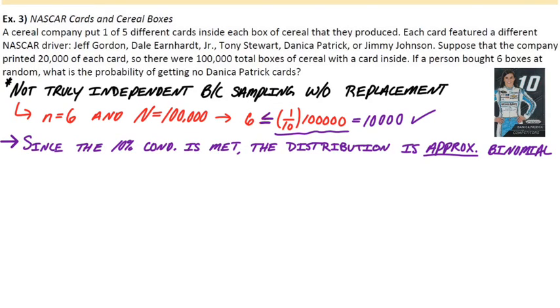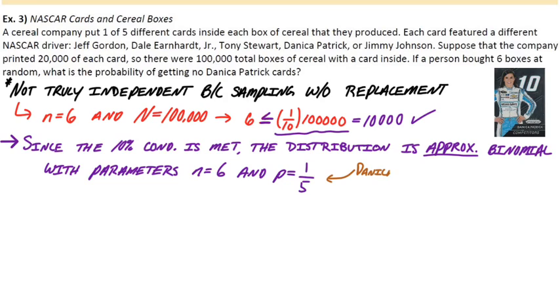So the distribution, we'll call it approximately binomial. The parameters, n and p: we know n is 6. The probability of success, well, if you can randomly get 1 of 5 drivers, p would be 1/5. So Danica's on 1 of 5 cards.